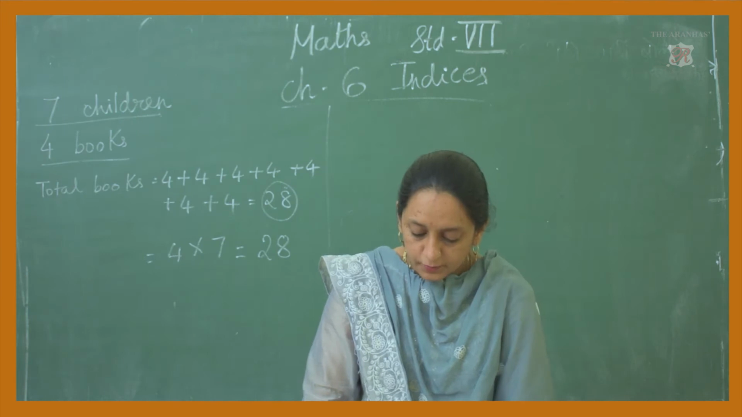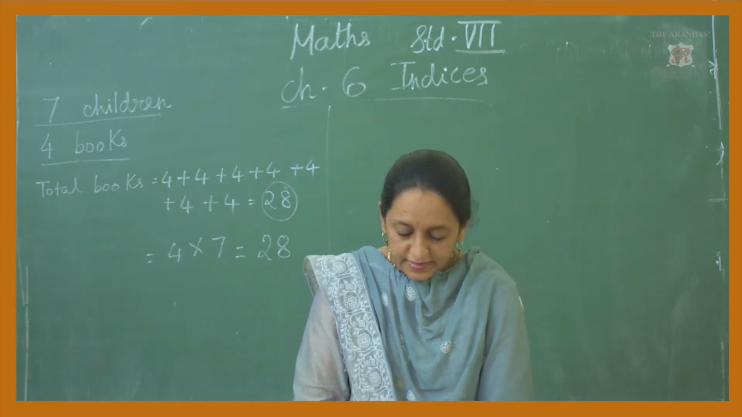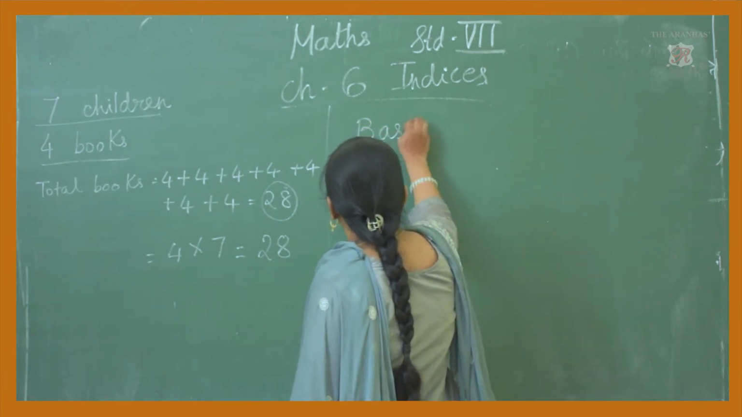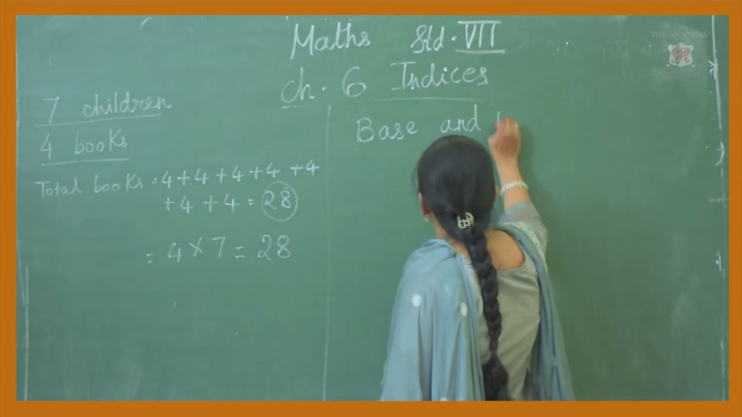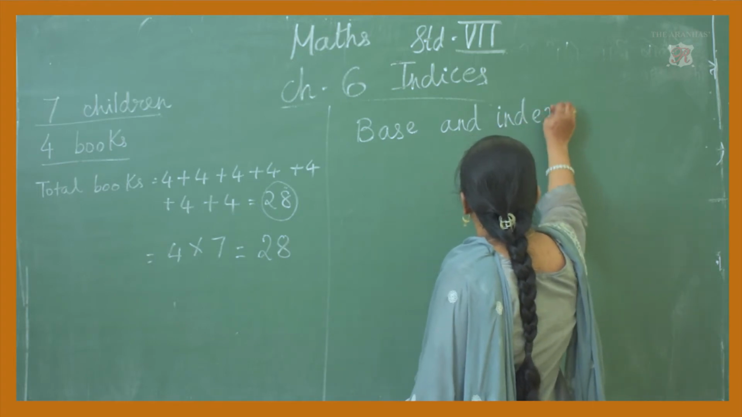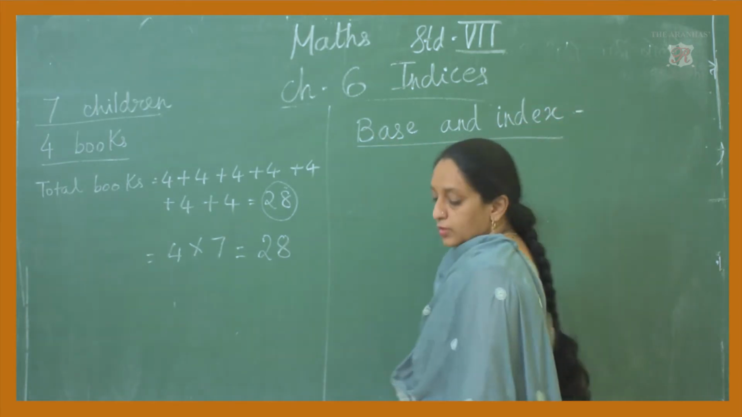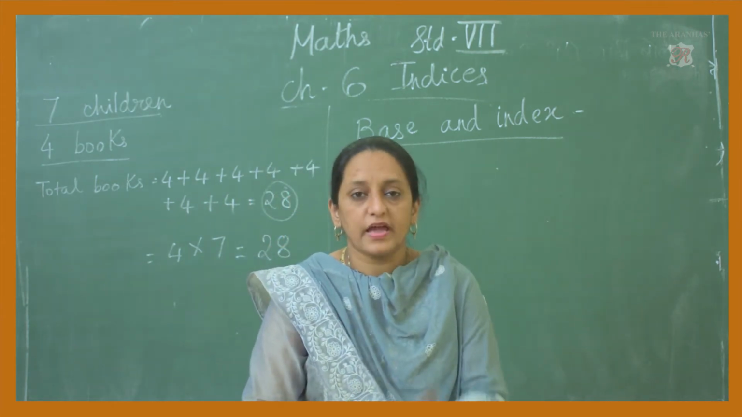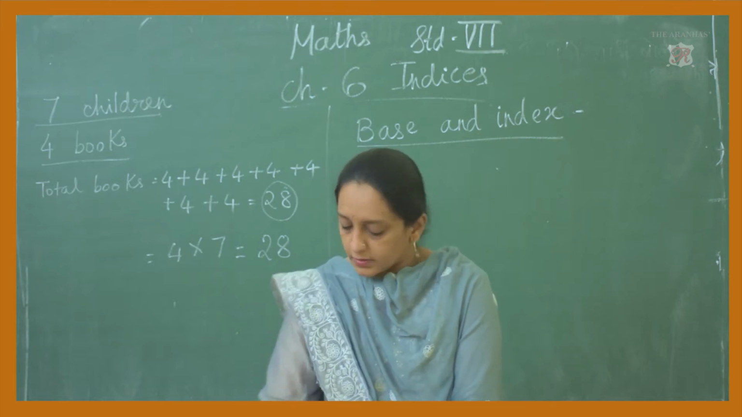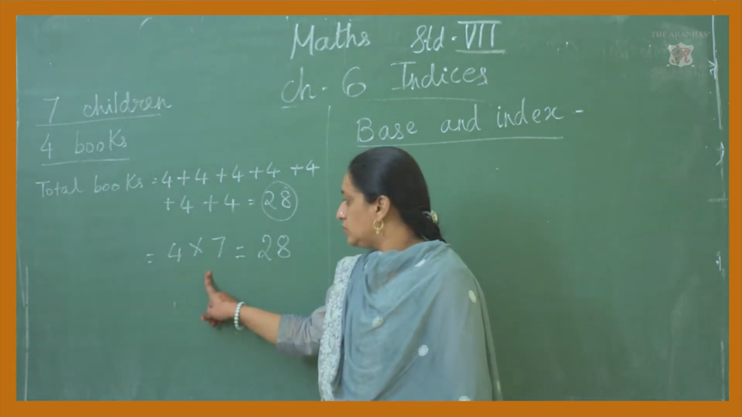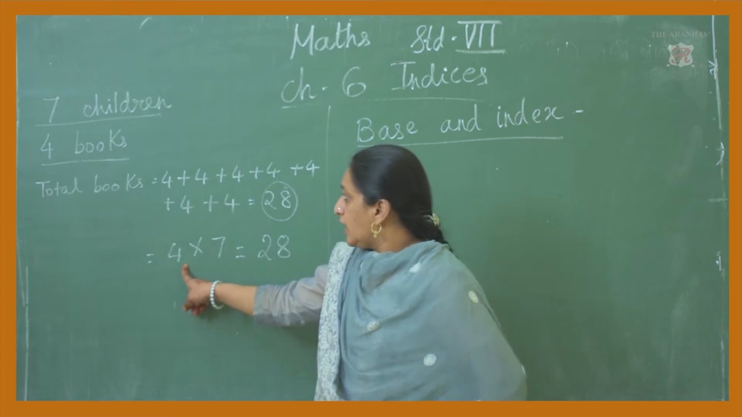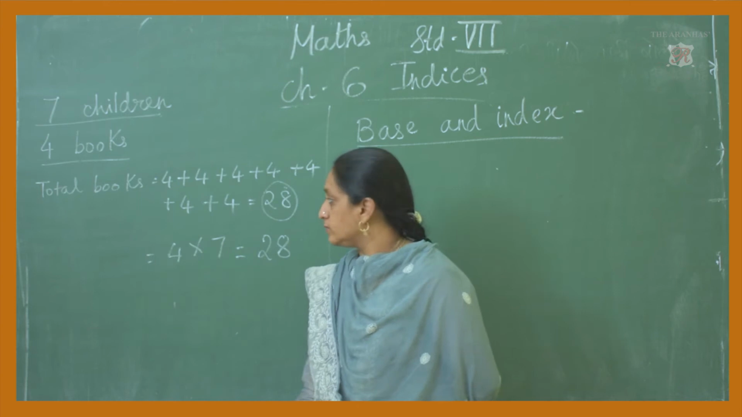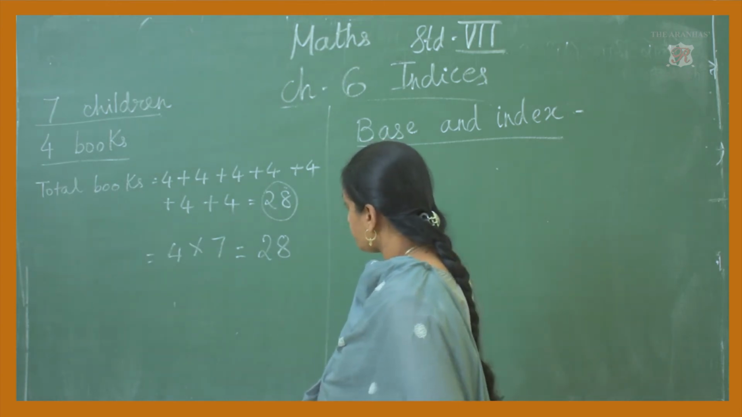Now the next topic which is given for you is base and index. See, I told you in the starting, in indices lesson, this is very important. If you are confused in this part, all the sums will go wrong. So be very perfect with the base and index in a given number. Now students, observe this example only. See, they have given 4 books are being given to 7 children. So how you will write?